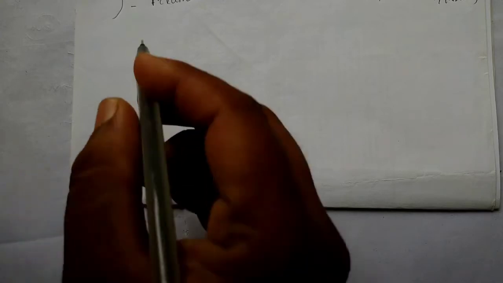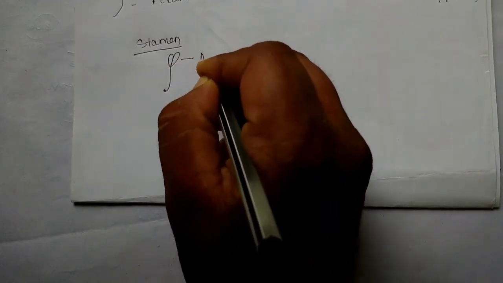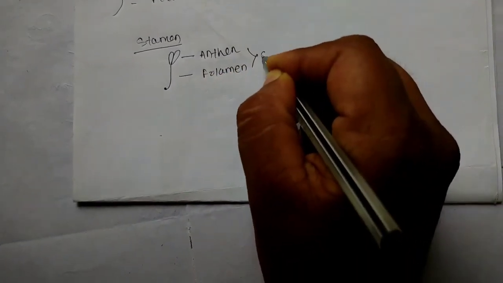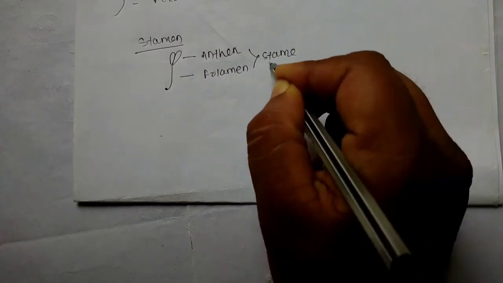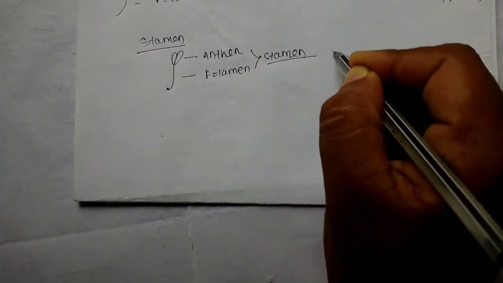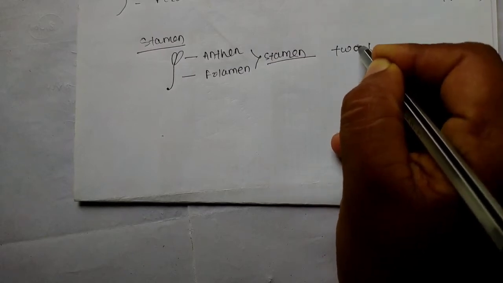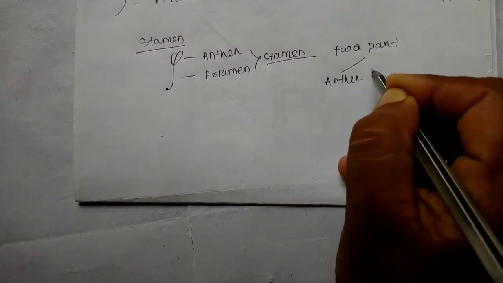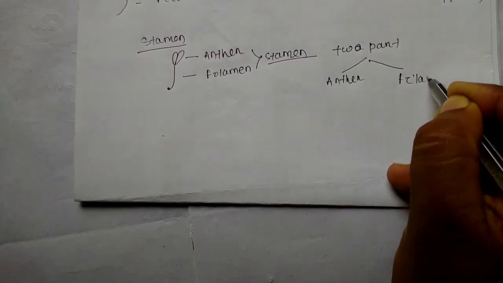And today we are going to discuss the stamen or microsporophyll. Stamen is made up of two parts. Here I am just going to draw the structure. Here is an anther and here is the filament. These are united with each other to form the stamen. So in a sense, the stamen has two parts: one is anther and the other is filament.